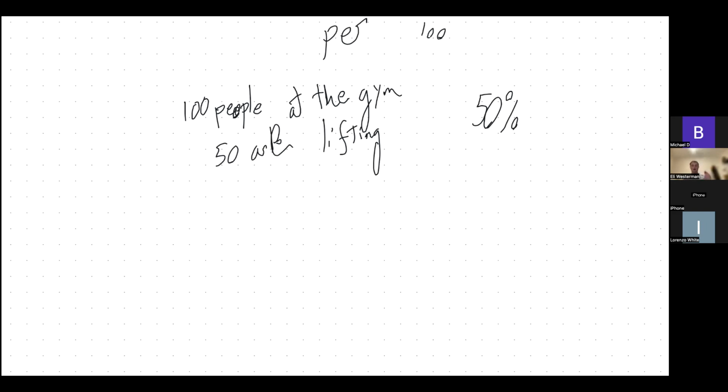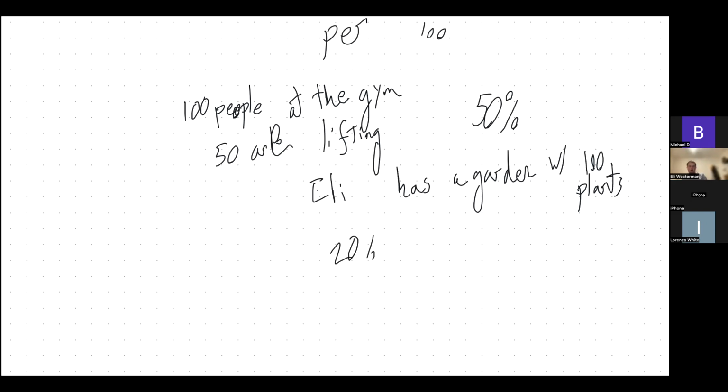You might also get asked a problem kind of like this. You might be told that Eli has a garden, which is definitely not true, with 100 plants. And you might be told 20% are tomatoes. And then you might be asked, how many are tomatoes? Sorry, it takes me a while to write. And so the answer is 20.